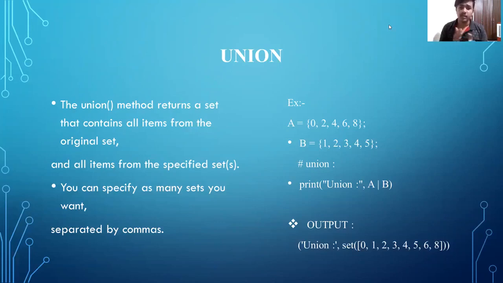For example, if there are sets named A and B, the elements in set A are 0, 1, 2, 3, and the elements present in set B are 4, 5, 6, 7. If you want to get the union of set A and set B, then A union B equals 0, 1, 2, 3, 4, 5, 6, and 7.